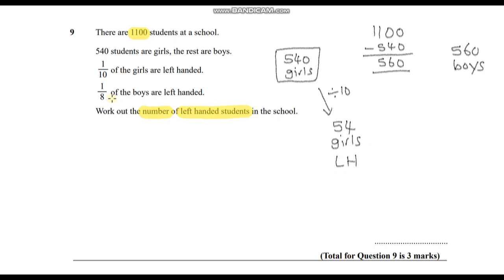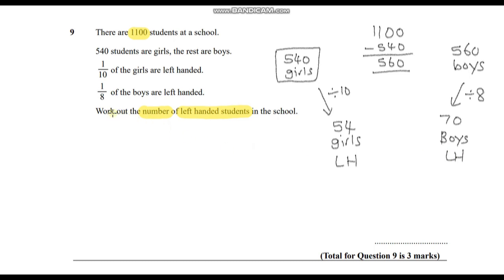Okay, now let's look at the boys that are left-handed. 1/8 of the boys are left-handed. So to work out 1/8 of something, we can just divide by 8. So 560 divided by 8. Well, I know that 56 divided by 8 is 7, so it's going to be 70. So there are 70 boys that are left-handed.